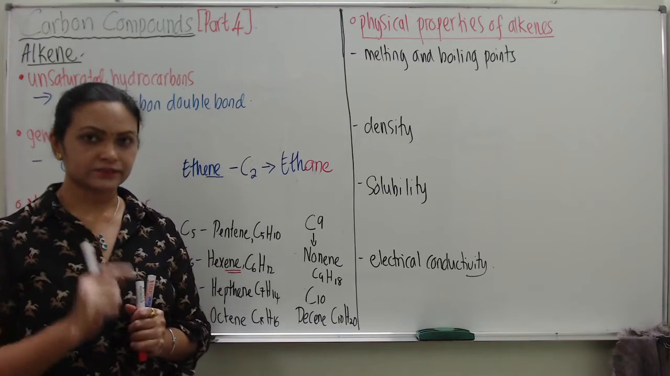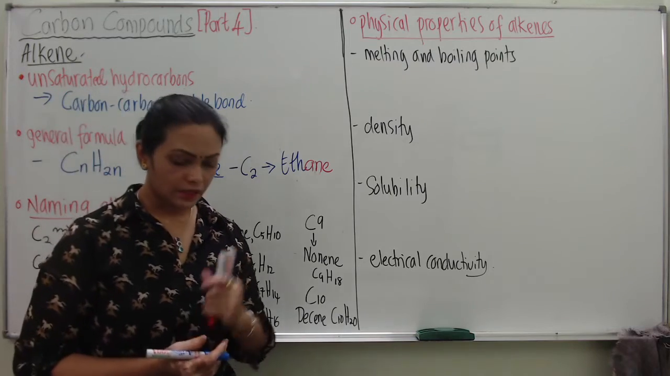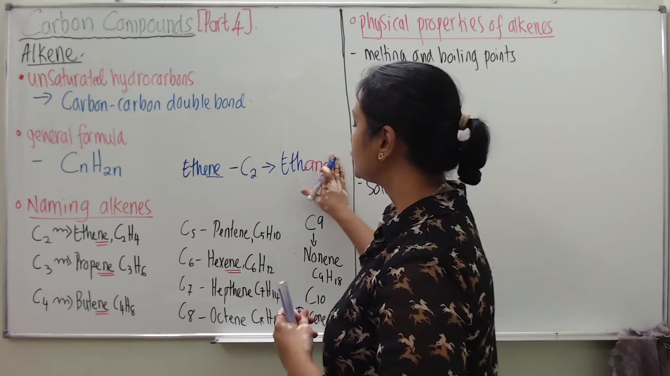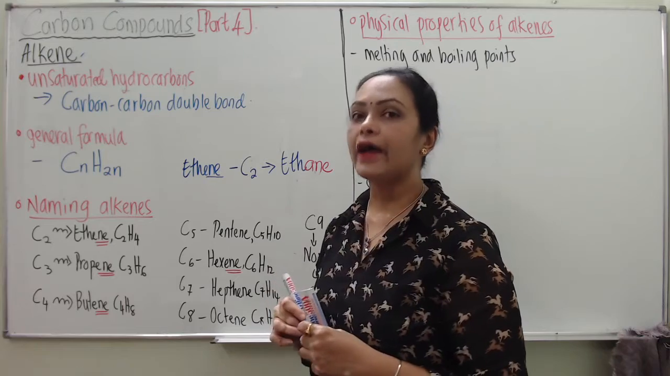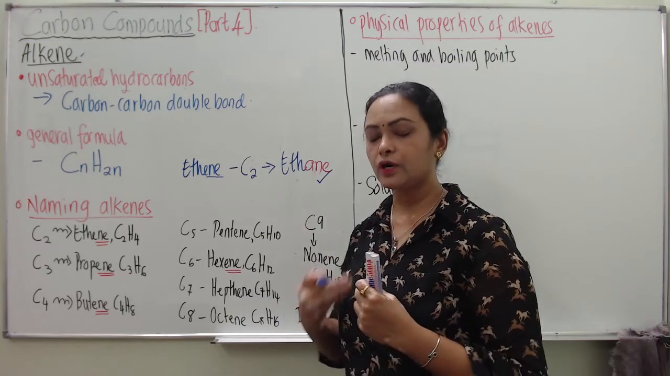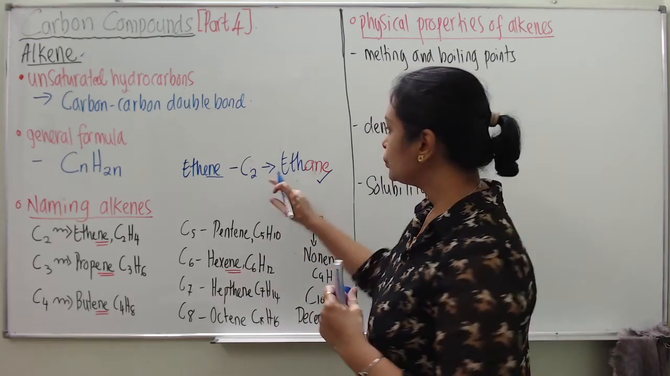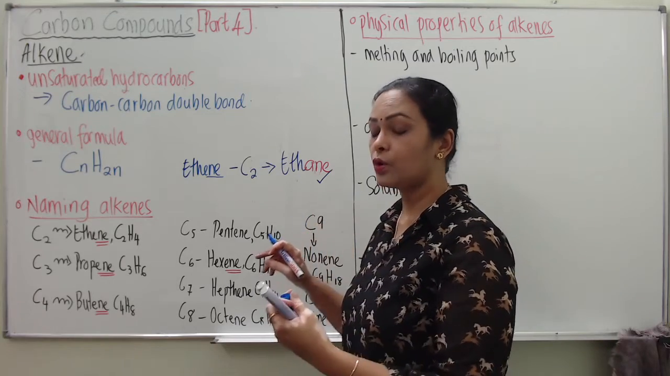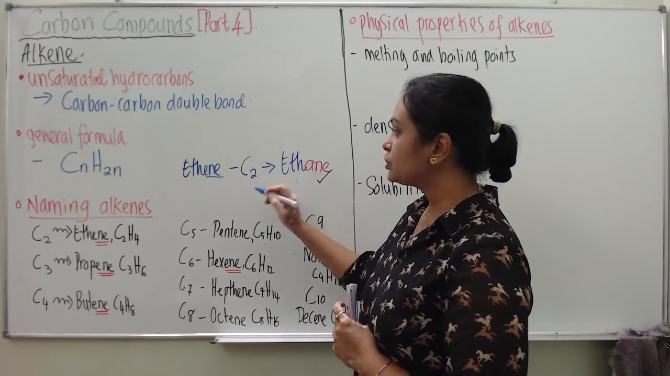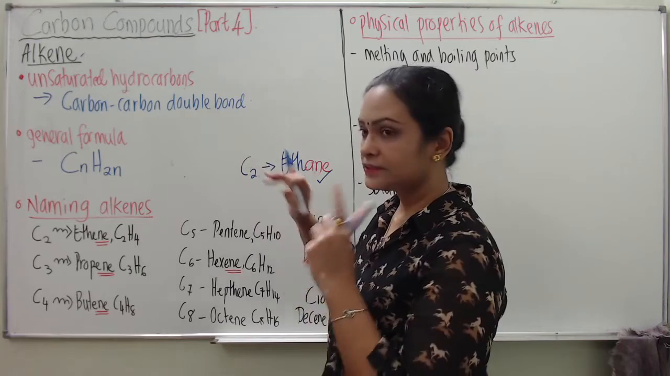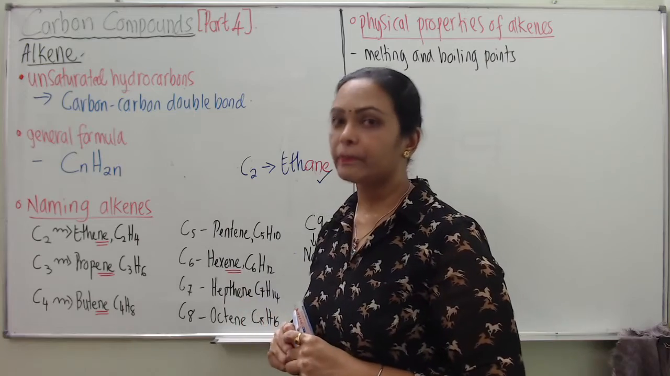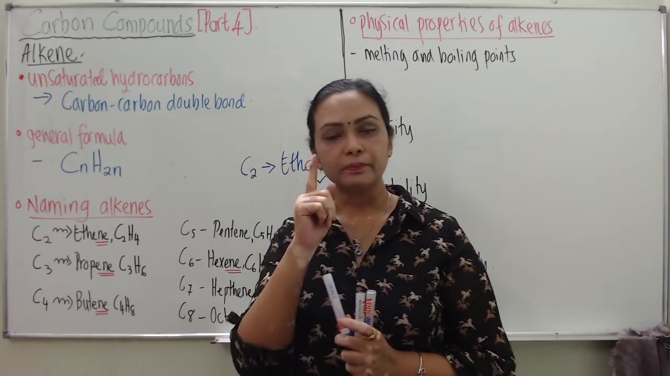Methane does not exist. Another mistake that students make is when teachers say, for instance, second member of homologous series alkane, ethane will be the answer. But when teachers say second member of alkene, it is propene. Please remember that. Majority of students make mistakes here.